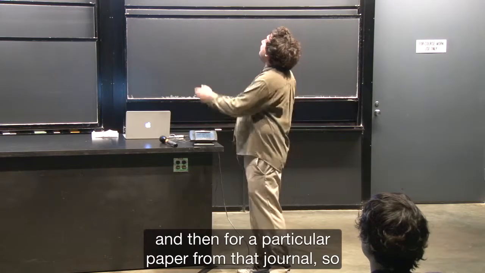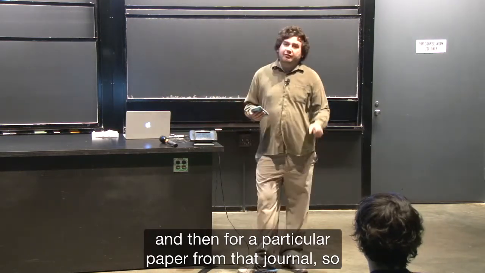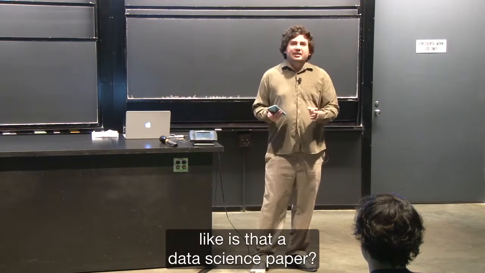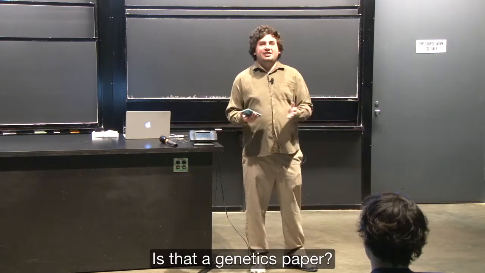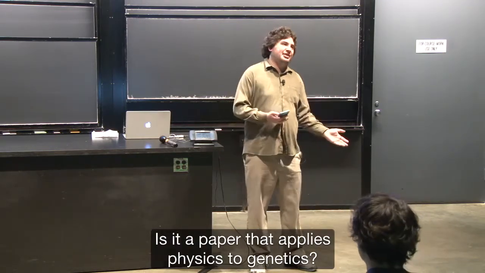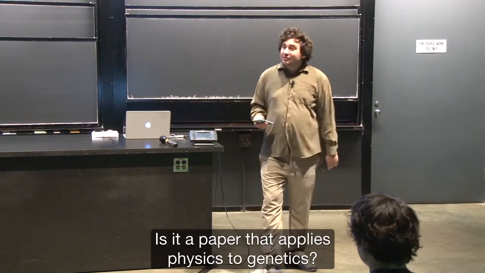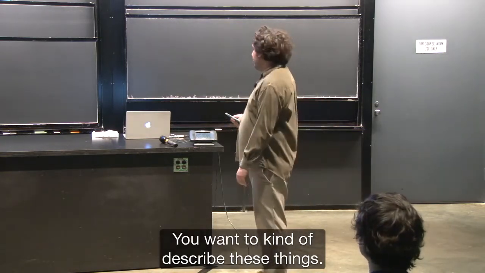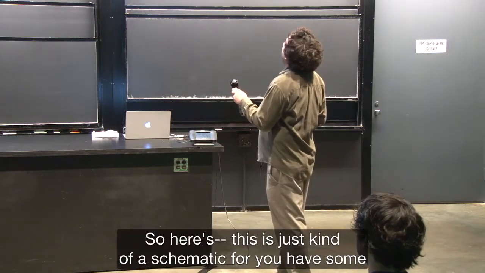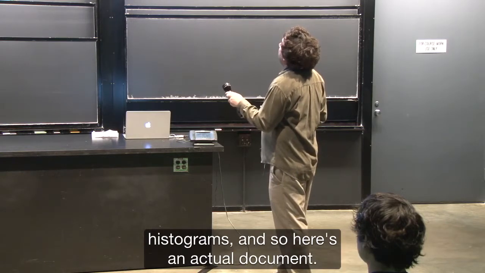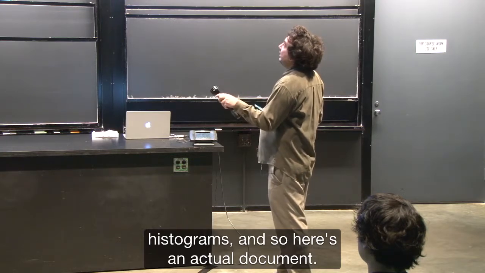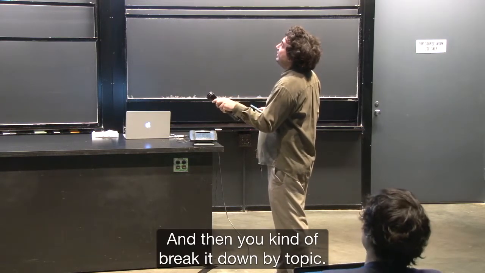And then for a particular paper from that journal, a particular document, you want to describe it: is that a data science paper? Is that a genetics paper? Or is it a mixture? Is it a paper that applies physics to genetics? You want to describe these things. Okay, so this is just a schematic: you have some histograms, and here's an actual document, and then you break it down by topics.